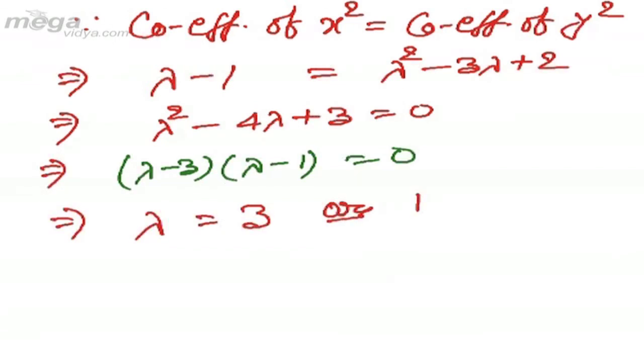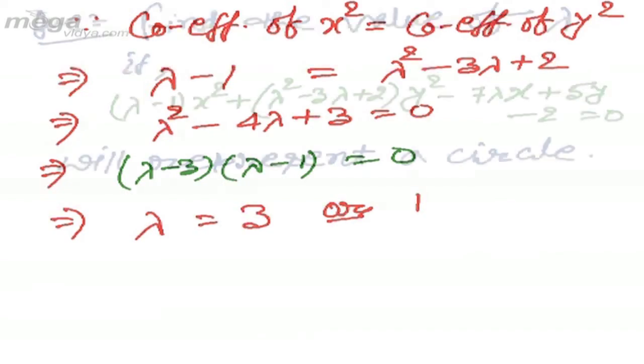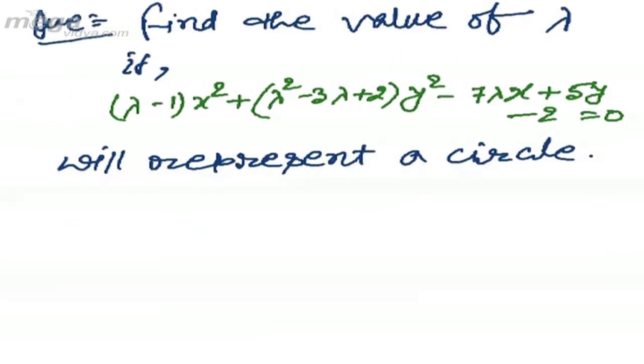But which will we consider, both or any one? Again we will see the question. See here, you are getting two values, lambda equal to 1 and lambda equal to 3. If you put lambda equal to 1 in the given equation, what will you get? The coefficient of x square is 0. Again you will get here the coefficient of y square is also 0.